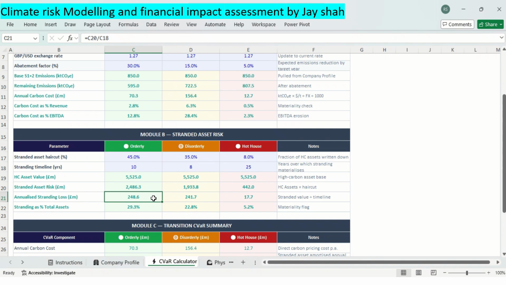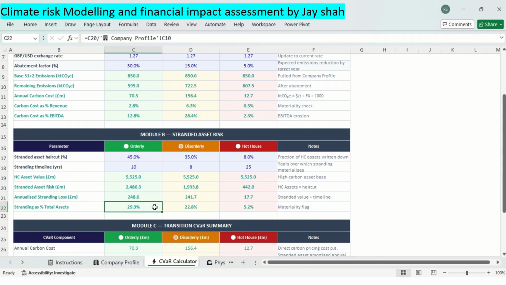Then annualized stranding loss. So annualized stranding loss is the total stranded asset risk divided by the stranding timeline. So it is very important to understand that stranded asset risk divided by the stranding timeline gives the annual stranding loss for any kind of scenario analysis. Stranding as a percentage of total assets. So here you can see the percentage of the total assets, how much percentage stranded asset risk there is. So these are investor and lender facing metrics, showing how much of the total balance sheet is at risk.